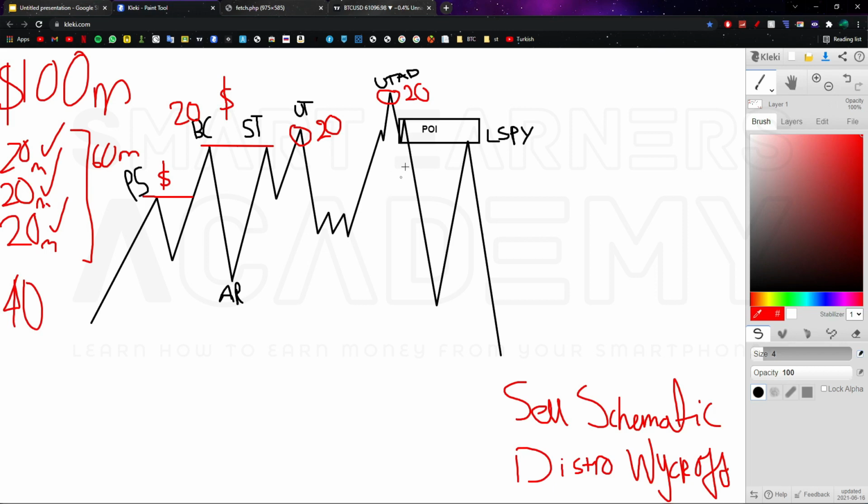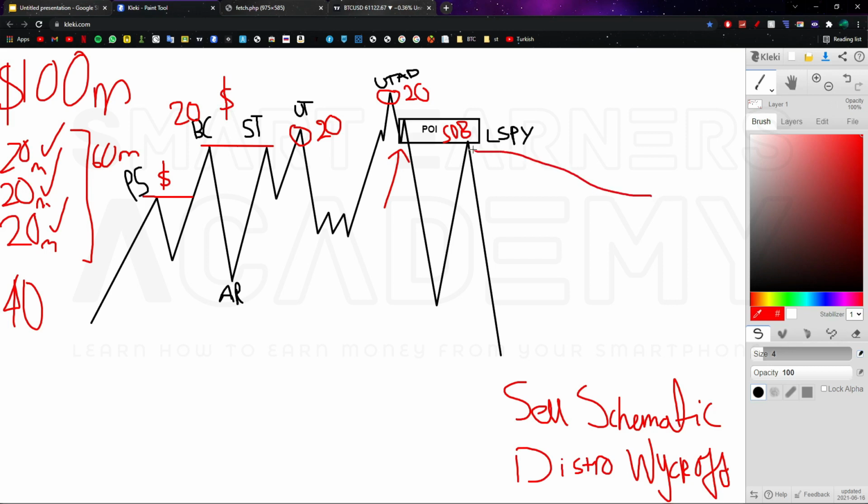So what do we have here? After the creation of the UTAD, the upthrust after distribution, we have the creation of a POI or a sell OB, right? Sell OB, order block, sell order block, right?